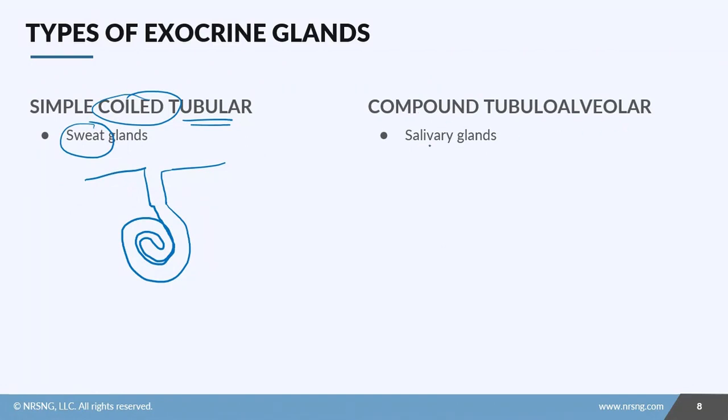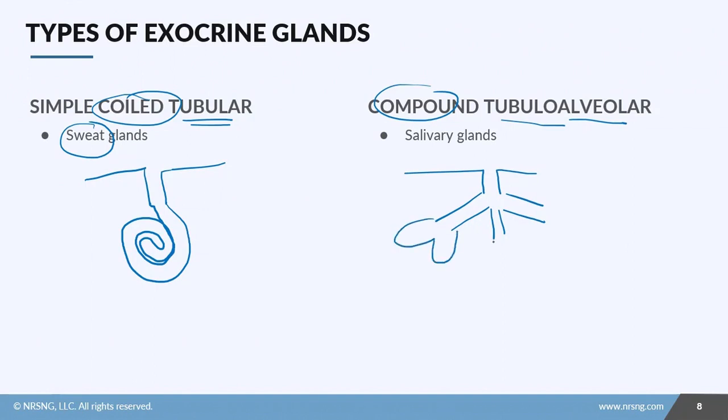The last one is compound, so multiple ducts, right? So we have one external, multiple internals, and then it's tubulo-alveolar. All that means is it has both tubular and alveolar type secretory portion. So it's a nice combination. This is the majority of our salivary glands. So that was a basic rundown of the different shapes of exocrine glands.